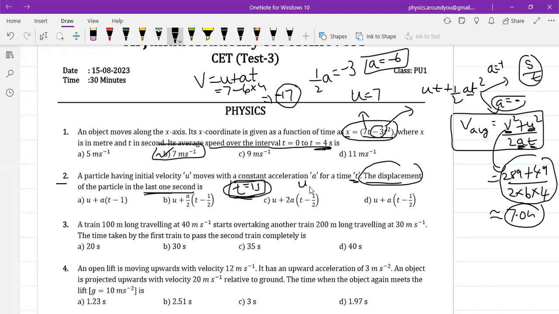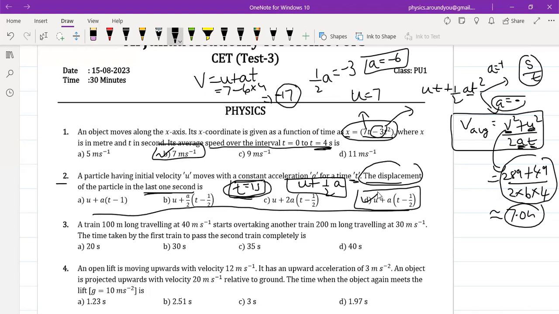ut plus half at square gives u plus half a, where t is 1. In which of the options, if I put t as 1, will I get u plus half a? It is only in option D that I get u plus half a. Hence, that is the right answer. These are the unconventional ways to do a question very quickly. All I do is I put t itself as 1, so last 1 second becomes t itself. So if I put t as 1, I should get u plus half a. That only happens in option D.